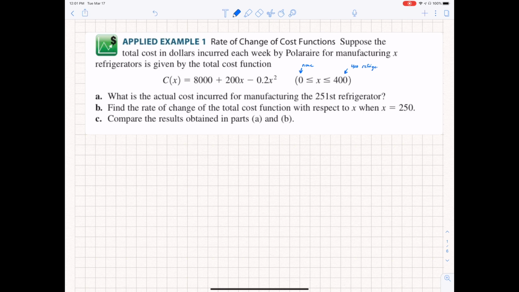I can never remember how to spell refrigerator. It's always really fun. And so the first part is asking you to find the actual cost incurred if you were to produce the 251st. B, find the rate of change of the total cost function with respect to x when x is 250. And then we're going to compare the two answers here and see what's the connection between this rate of change and what we're actually seeing in a total cost.